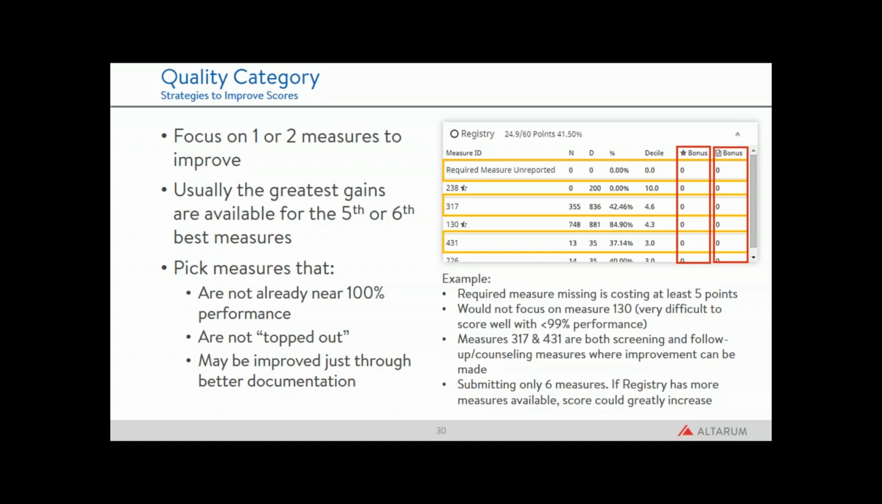Measures 317 and 431 are both screening and follow-up or counseling measures, where improvement can be made in some cases just by improving documentation or implementing new processes in the office. So those are the measures I would focus on for this clinician or practice.